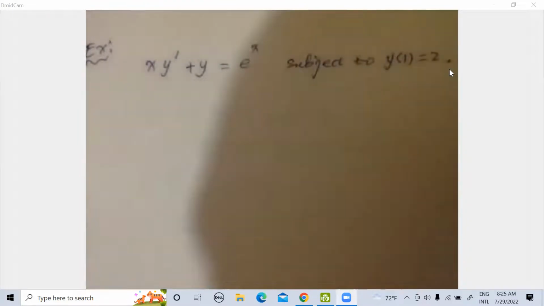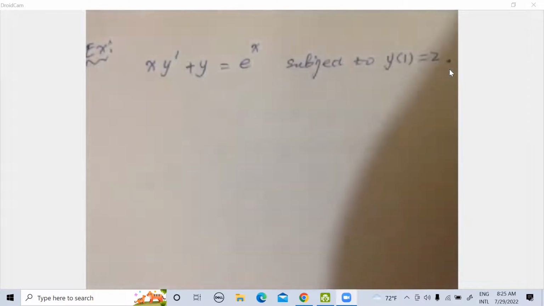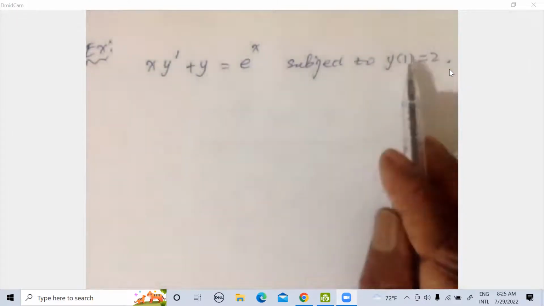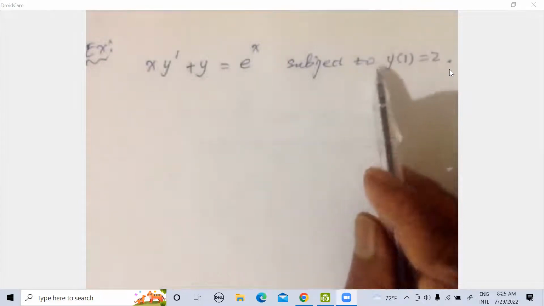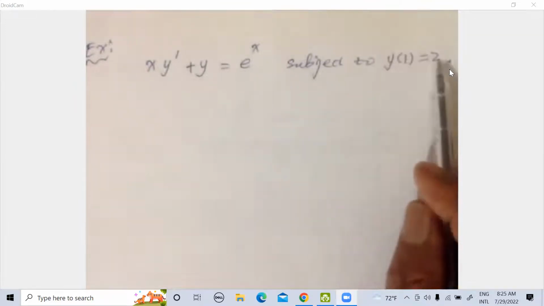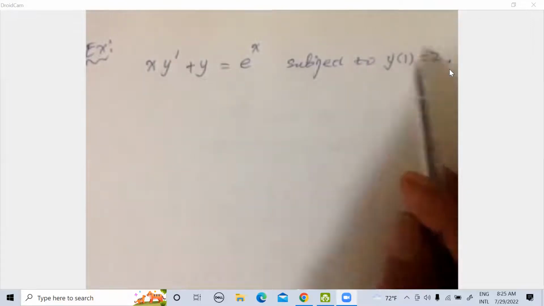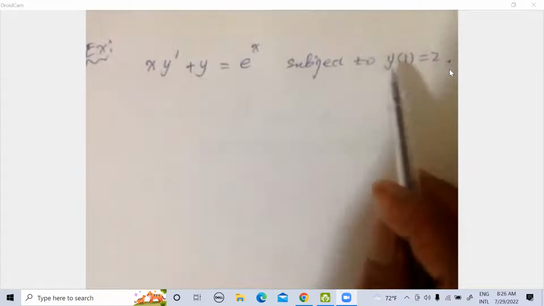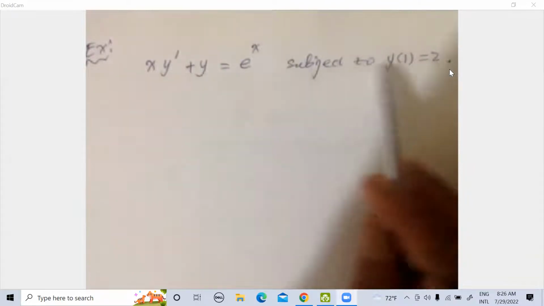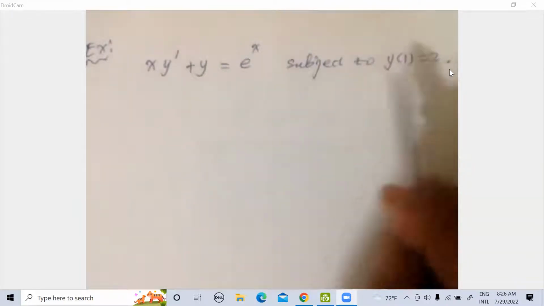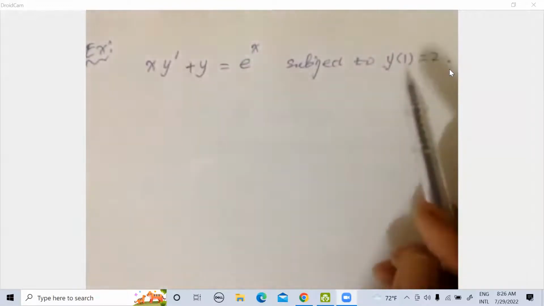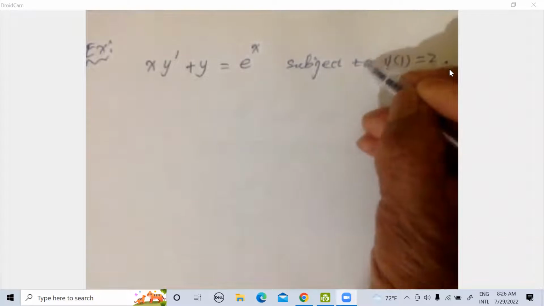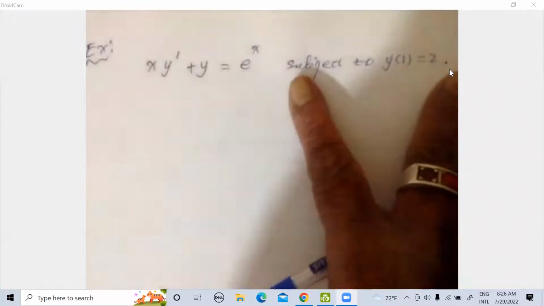Now, in the previous problem, there was a c there. So if you have a condition like this, I need the solution with y of 1 equal to 2. These types of conditions are called initial conditions or boundary conditions. Doesn't matter. Subject to this condition, after solving, you have to use this to find the constant. So first of all, forget this for now.